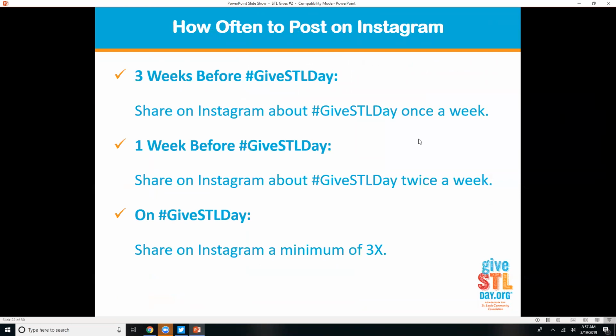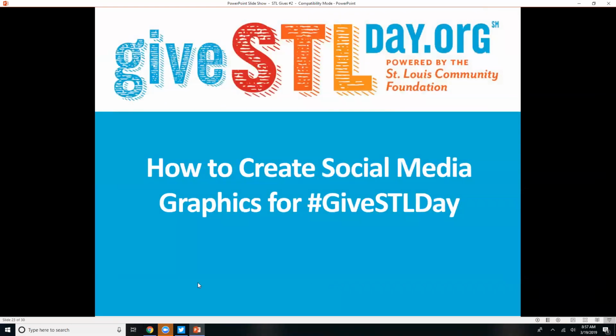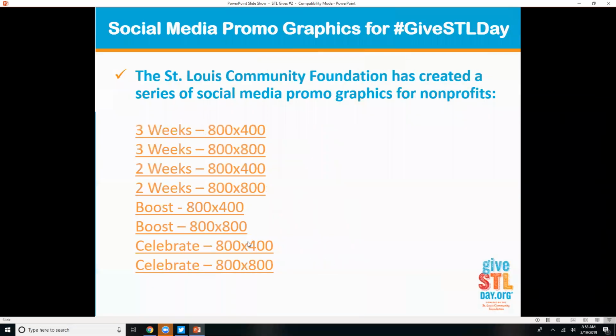In terms of posting on Instagram, once a week, 3 weeks before, 2 weeks before, twice a week, 1 week before, and then on Give STL Day, a minimum of 3 times, but go crazy, go live, do stories, post 6 times a day, on Give STL Day, on Giving Tuesday, on Save the Whale Day. You can do whatever you want on social media. People realize this is a real-time event.